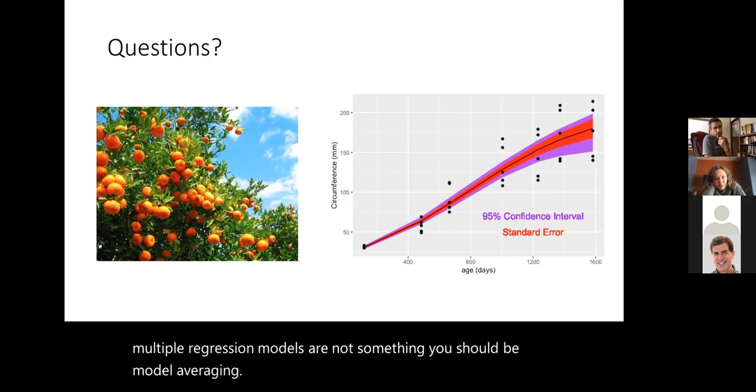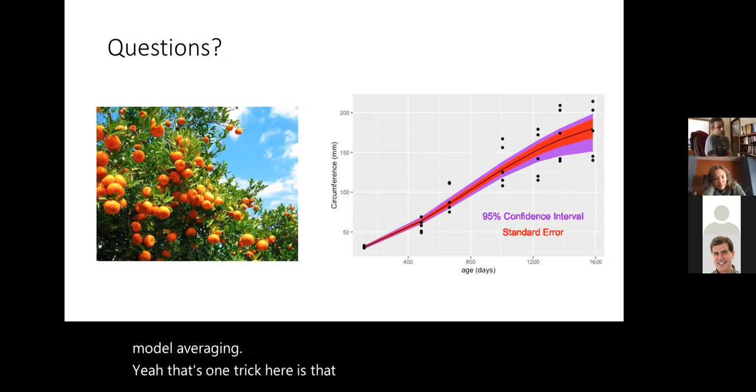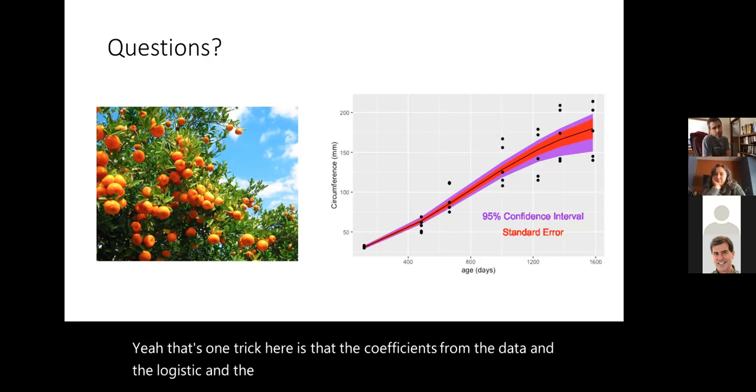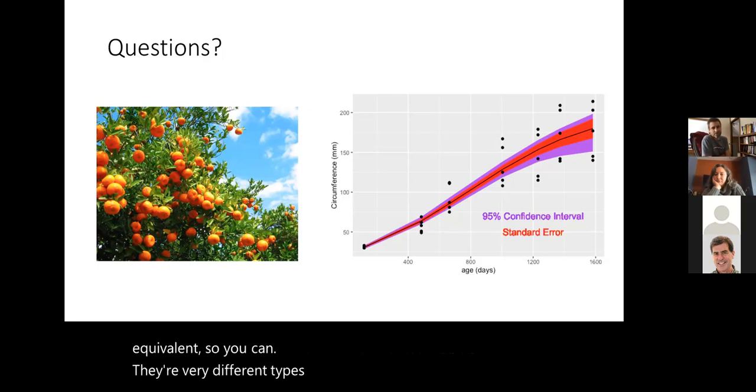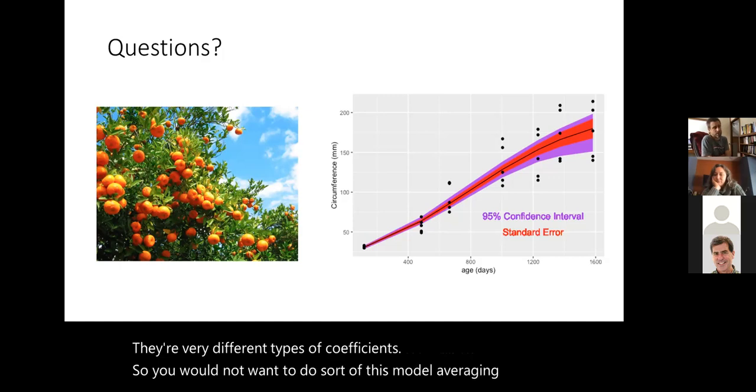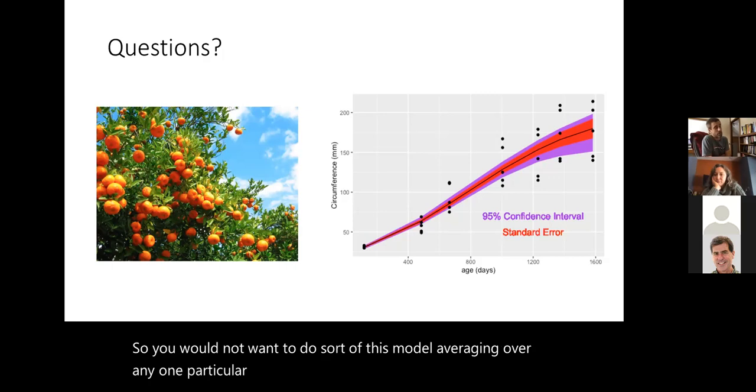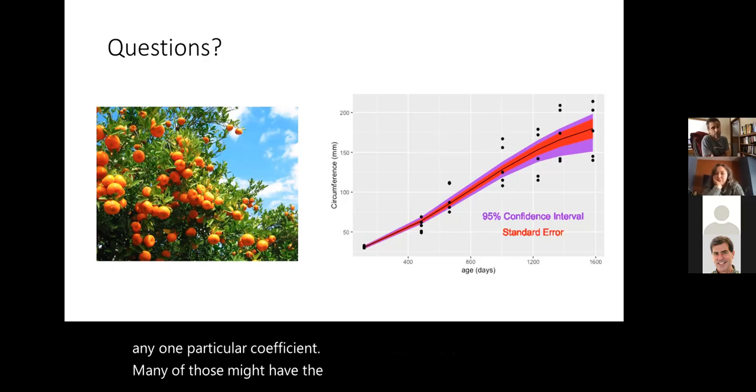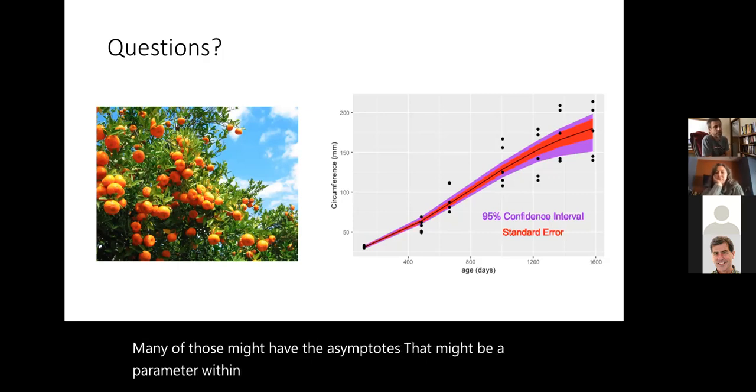Yeah, that's one trick here, is that the coefficients from the beta and the logistic and the Gompertz and the Weibull, they're not equivalent. They're very different types of coefficients. So you would not want to do this model averaging over any one particular coefficient. Many of those might have the asymptote that might be equal, and a parameter with a similar interpretation. But what I've done here is just do model averaging for prediction only.